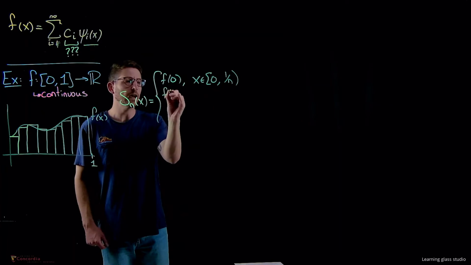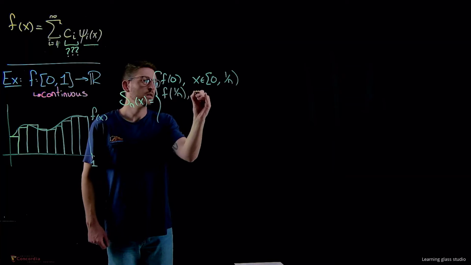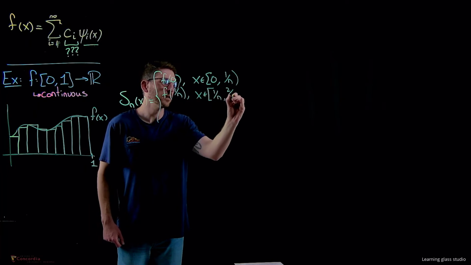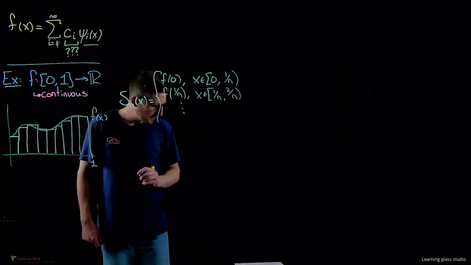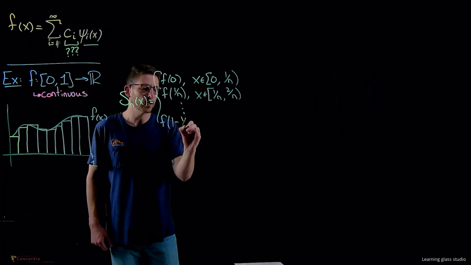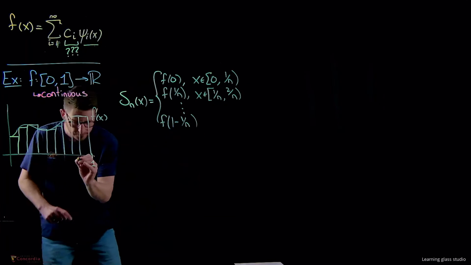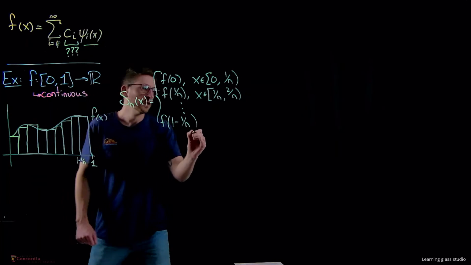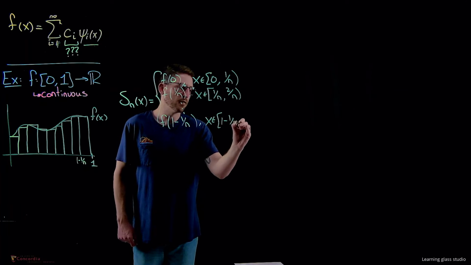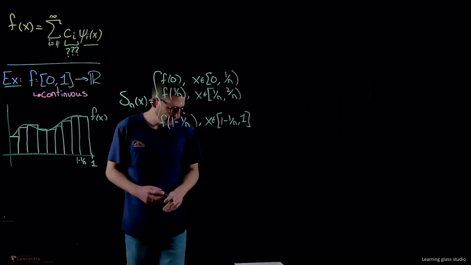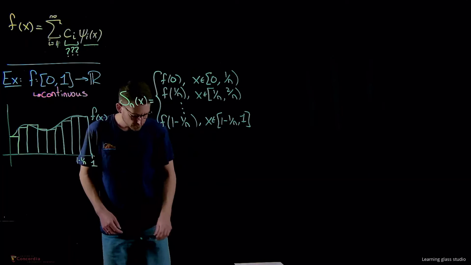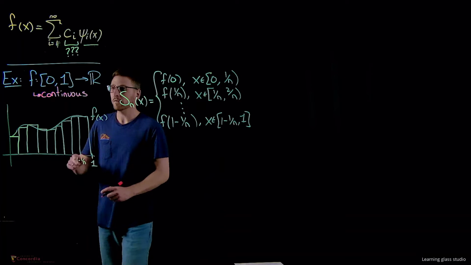And then it's going to take f of 1 over n when x is between 1 over n and 2 over n, right? And you can keep doing this, and it's going to take f of 1 minus 1 over n, that's the last point, right? It's this guy right here, on the interval 1 minus 1 over n, and we're going to go all the way up to 1. We'll close it off. That's fine. Okay? This is my step function, s here, and it approximates my function f.